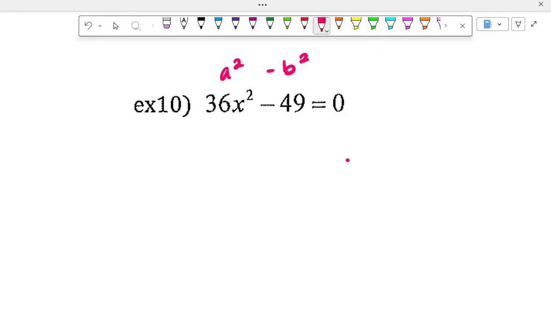So what's my first step to factoring? Because it's equal to 0. Finding the square roots. So what's my a value? 6x. Square root of 36 is 6. Square root of x squared is x. What's my b value? 7. Square root of 49 is 7. So if I was to factor this, what would it look like?